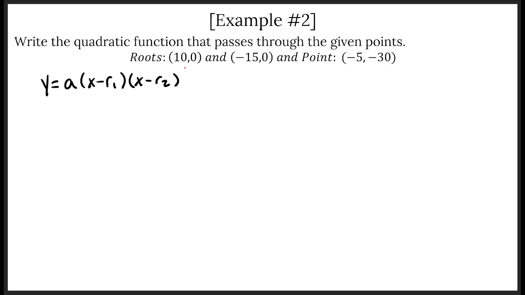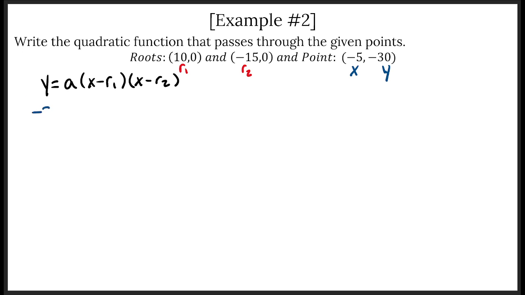Let's label our parts. R1 would be the first root, R2 would be the second root. X and Y are given from the point over here. Let's put these numbers in the appropriate places. I see a lot of negatives, so watch out. We could have some double negatives that appear.